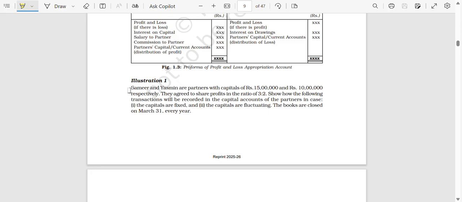So let's just start with illustration 1 now. Samir and Yasmin are partners with capital of rupees 15 lakh and 10 lakh respectively. They agreed to share profits in the ratio of 3:2. So their capital was 15 lakh and 10 lakh and profit sharing ratio was 3:2. Show how the following transactions will be recorded in capital accounts of partners in case capitals are fixed and capitals are fluctuating.